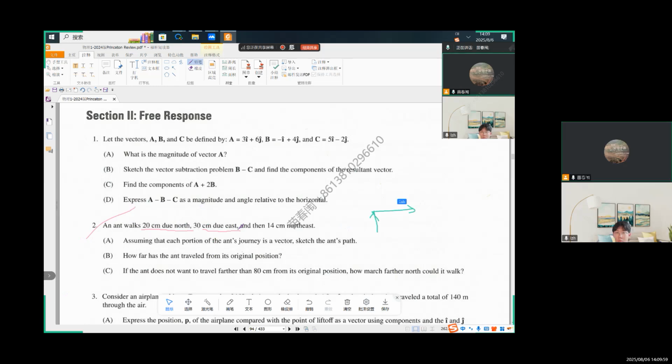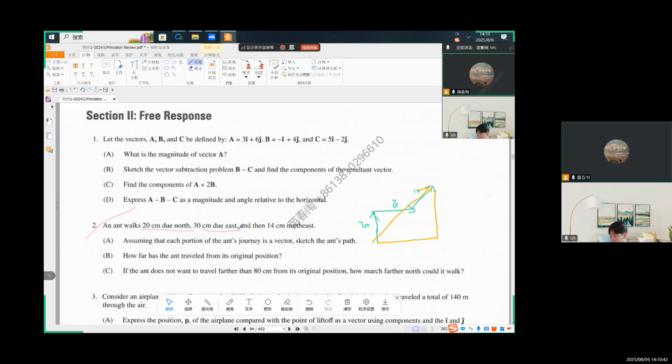22 north, and 30 east, and 14 northeast. So how far has it traveled from its original position? How far does it travel is basically talking about, wait, is it distance or displacement? I don't know how to calculate these two. I never learned it. You think it's a displacement or a distance? I have to make sure about that first.